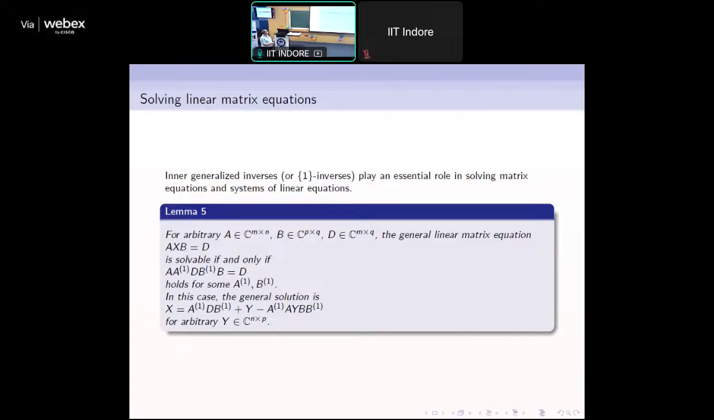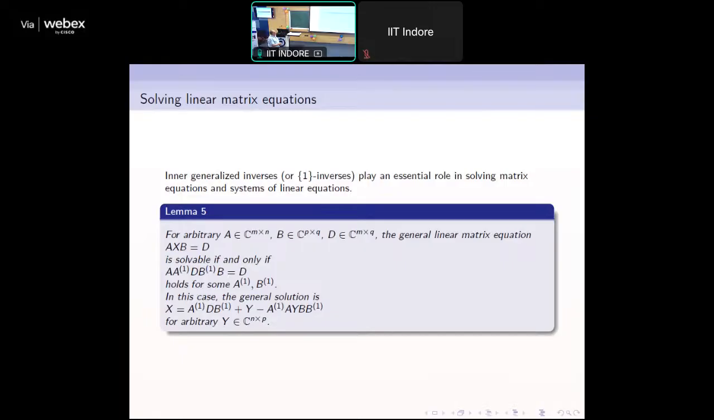We want to solve the linear matrix equation AXB equals D. A, B, D are given matrices, and of course they must be of appropriate order. X is the matrix which we want to compute, the unknown matrix. The problem is how to find matrix X. If A and B are invertible, it is an easy job. Multiply from the left by the inverse of A, and from the right by the inverse of B.